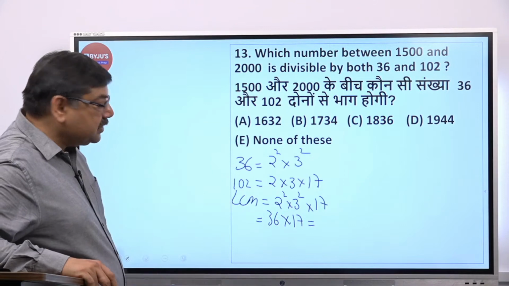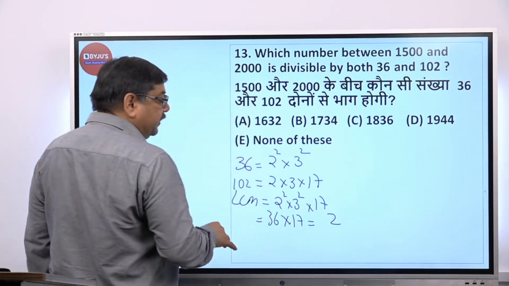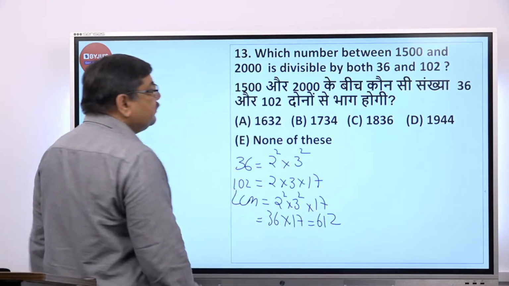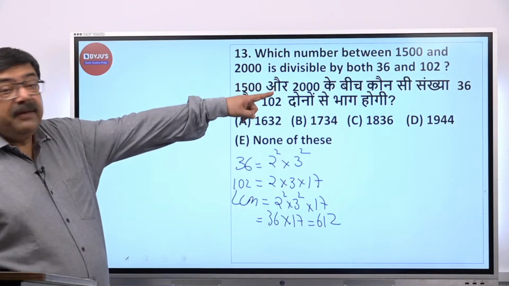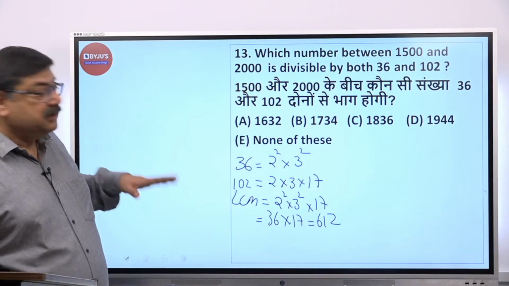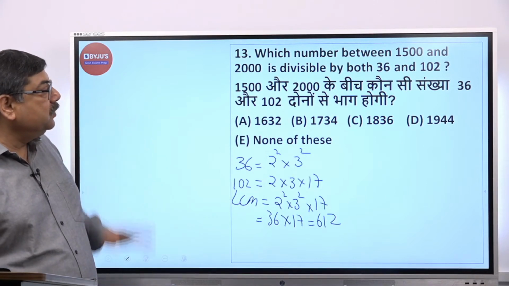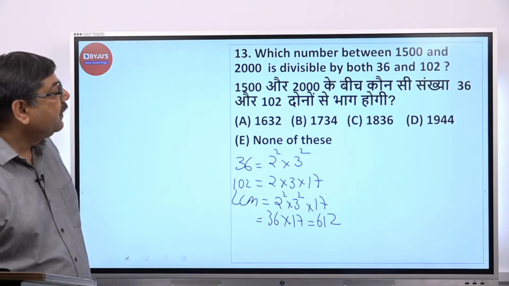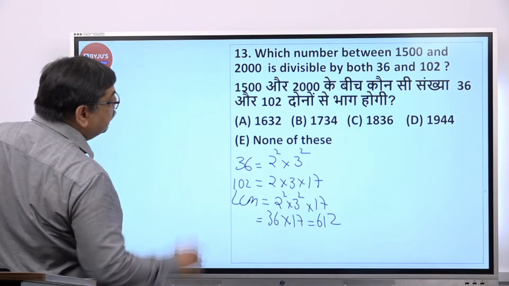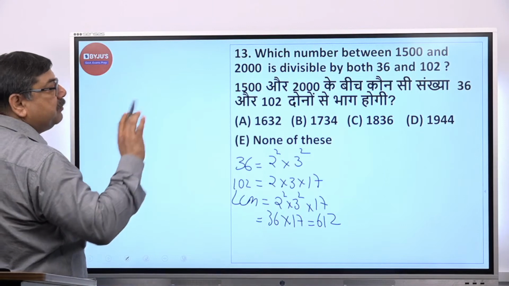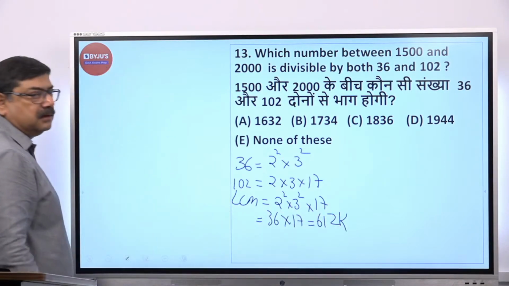So that is 36 into 17. 17 into 6 is 102, so you have a 2 here, 10 left, 17 into 3 is 51, so 61. That gives 612. Now, you have to find the number between 1500 and 2000, and 612 is not between 1500 and 2000. So I will take the next multiples of 612. Which number between 1500 and 2000 is divisible by both 36 and 102? It is basically 612K, a multiple.